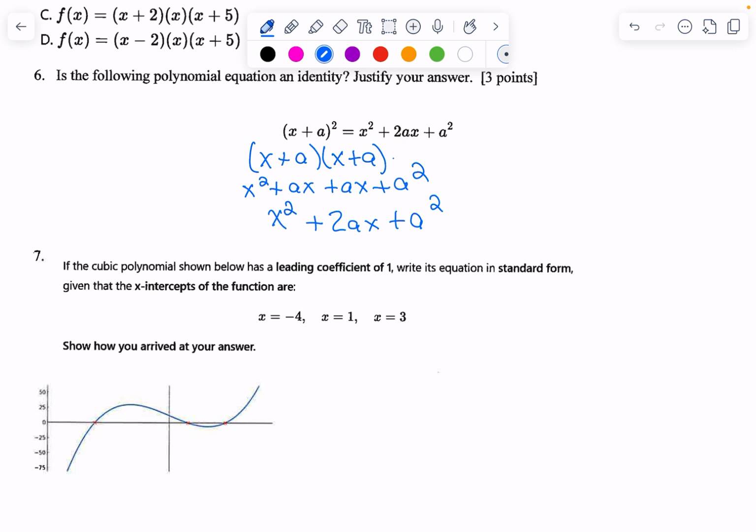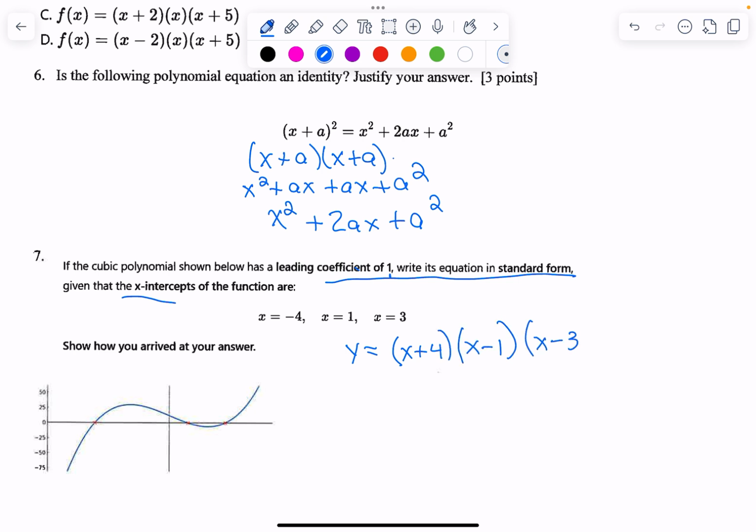All right, so number 7, it says the leading coefficient is 1. Write the equation in standard form, right? Given the x-intercepts, right? So we're going to do y is equal to, now the coefficient is 1, so I don't have to worry about a, right? So I'm going to have x plus 4, x minus 1, and x minus 3.